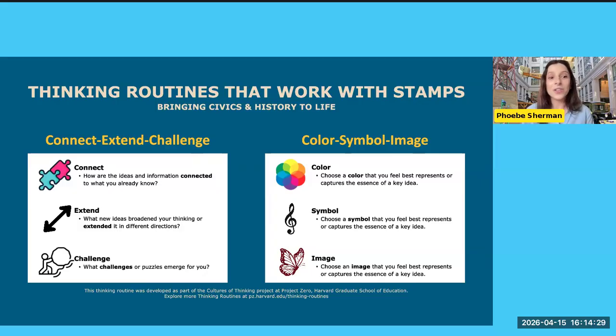And so, the two thinking routines that we are going to use to guide our inquiry into these stamps: the first is Connect, Extend, Challenge. We're going to use this thinking routine to help us link different stamps to different civic and historical contexts. And then the second thinking routine that we will be using is Color, Symbol, Image. This thinking routine will really help us analyze how different design elements in stamps work together to convey deeper meaning.